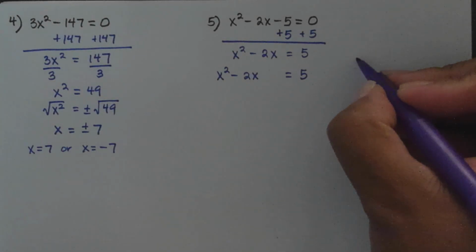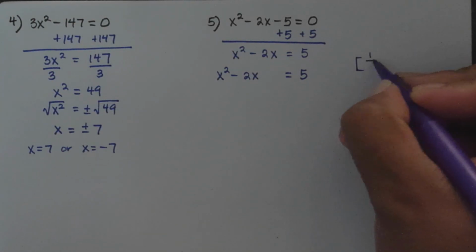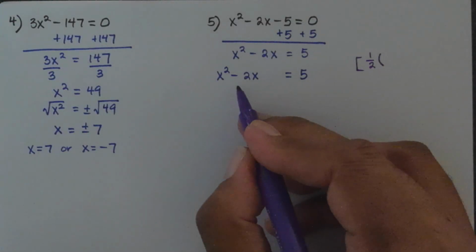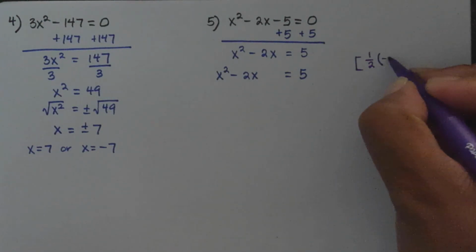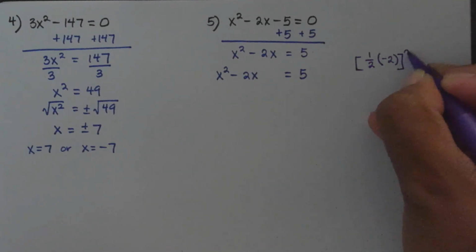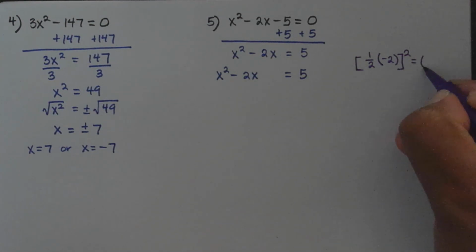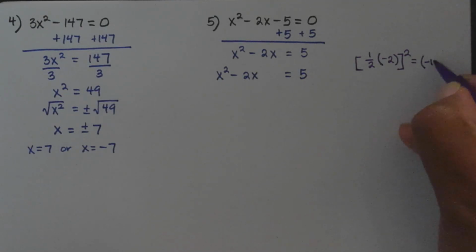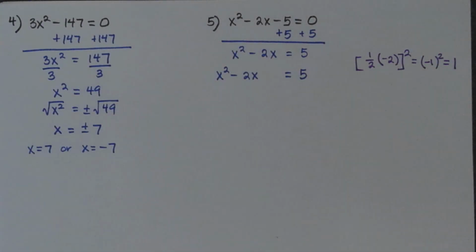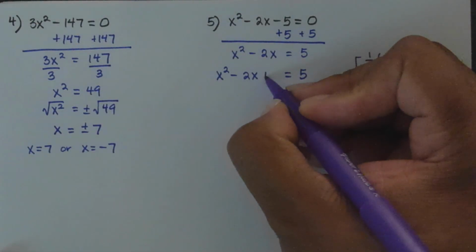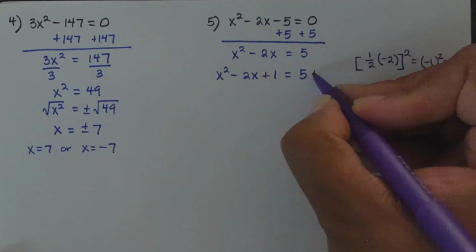So off to the side, I'm going to do this. 1/2 the coefficient of x, which is in this case negative 2, and that's squared. Now what's 1/2 of negative 2? Negative 1. Now what's negative 1 squared? 1. So in this case, I'm going to be adding 1 to both sides of this equation. So I'm adding 1 to the x squared minus 2x, and I'm going to add 1 to this 5.